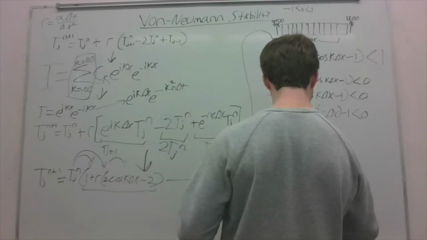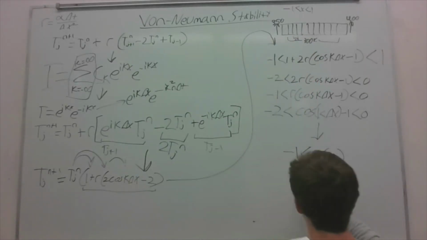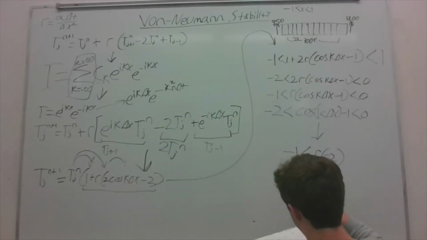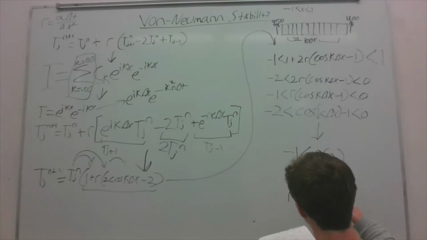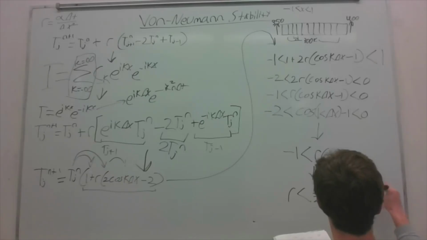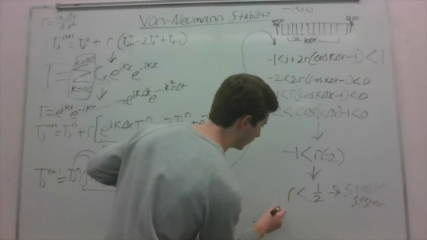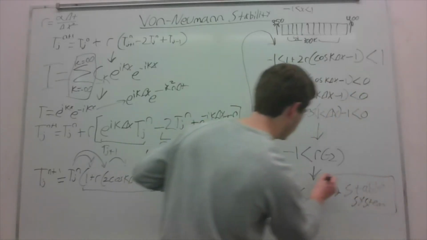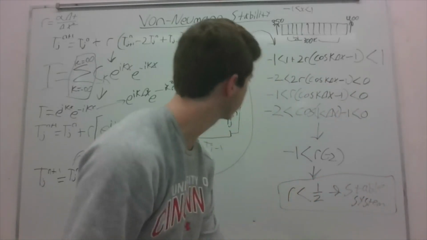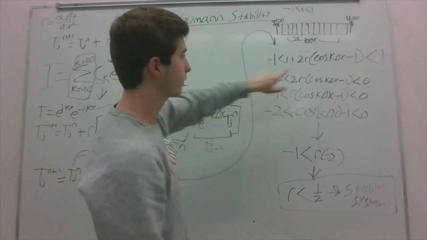So this now is R, wait a minute. R needs to be less than 1/2 for a stable system. Okay, so now we have our limit. Just to reiterate, let's go through it again. We start with -1 to 1 with whatever we have in the parentheses.